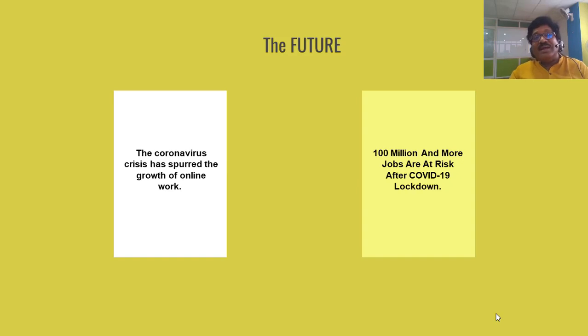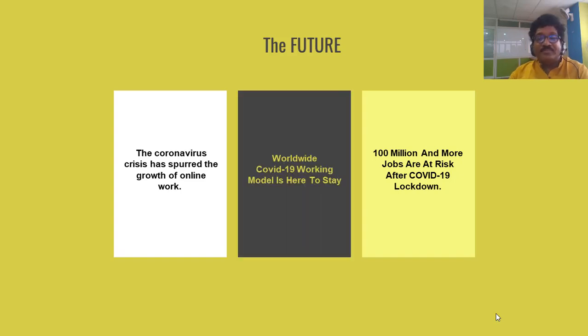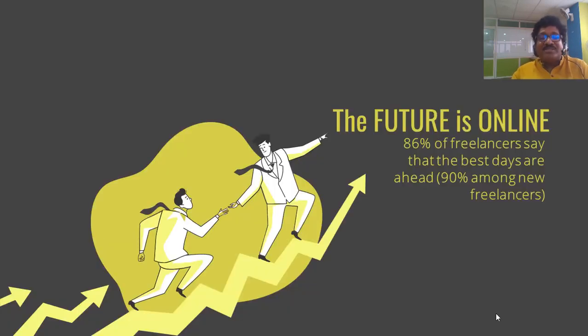We also know that in every country, millions of people are losing jobs. More people are expected to lose jobs in the next 18 months to 24 months to come. In India alone, it is found that 100 million and more jobs are at risk after the COVID-19 lockdown. So what is the option? Worldwide, we know that the COVID-19 working model is here to stay, and this is the future. When I say this is the future, what I mean is the future is online for all of us, because 86% of the freelancers already are saying that the best days for freelancing are ahead.